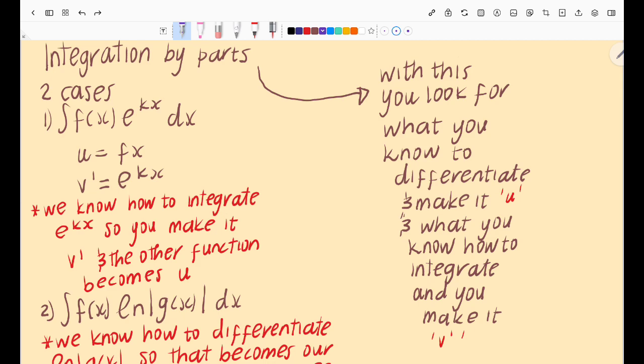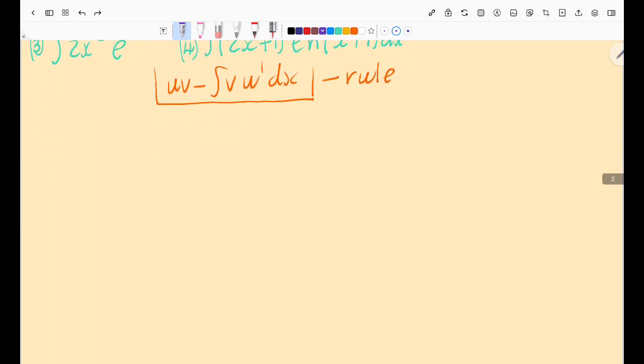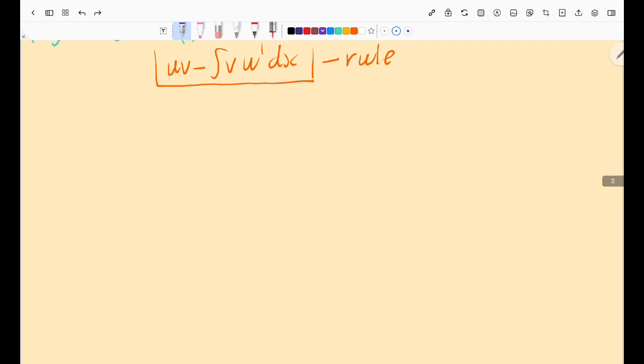So integration by parts, right? With integration by parts, we are basically saying you're going to use a specific function, right? And I have this function written right here. So this function is this, right? Where you have uv minus integral v times u' dx. So if you check in this function, you have three things. Actually, you have u.